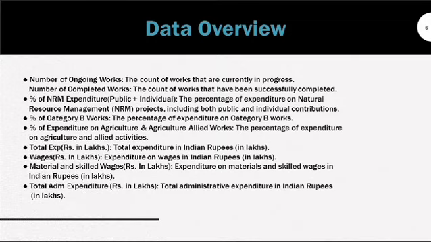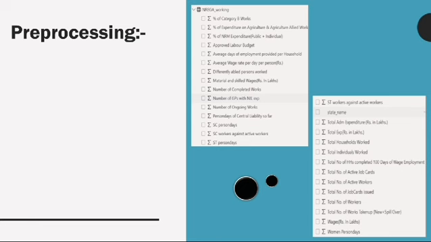Next, I already spoke about pre-processing. When we extract or insert the raw data into Power BI, it converts the raw data into an understandable format. This is the understandable format we can see here.